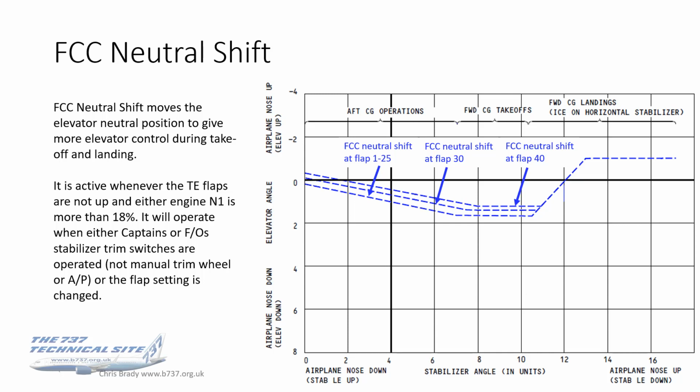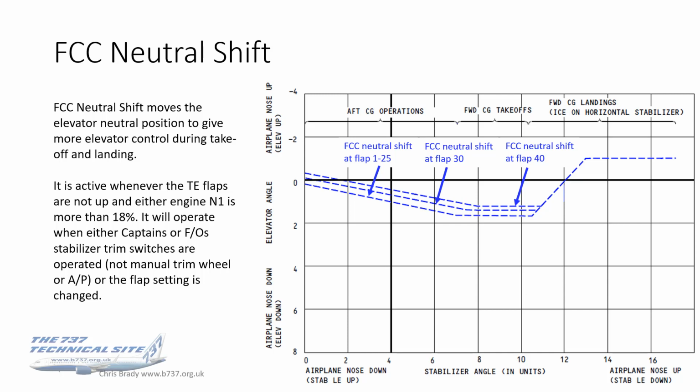And it'll operate when either the captain's or the FO's stab switches are operated. Interestingly, not the manual trim wheel or the autopilot trim, but just the electric stab trim switches. Or when the flap setting is changed. So this again is looking at transient changes of trim, and it is trying to give you full elevator authority throughout those trim changes.